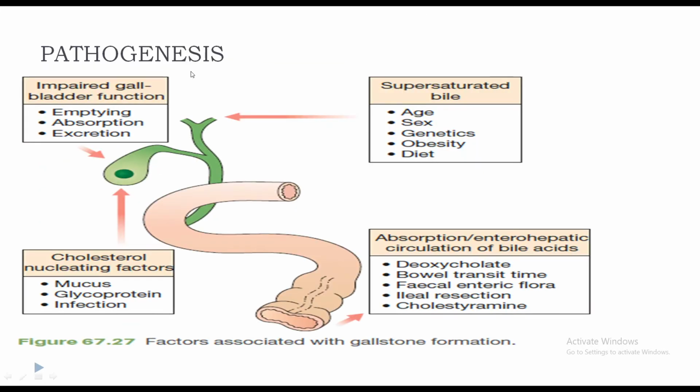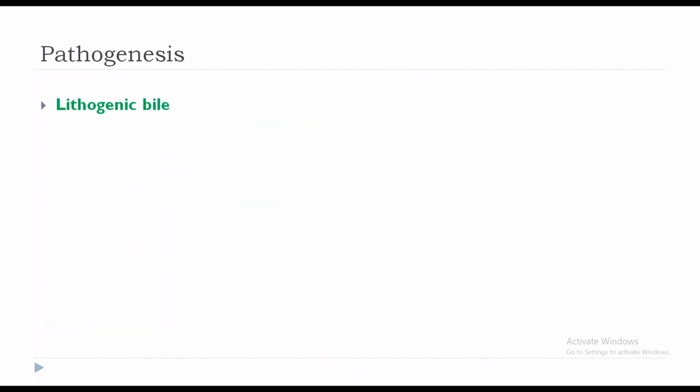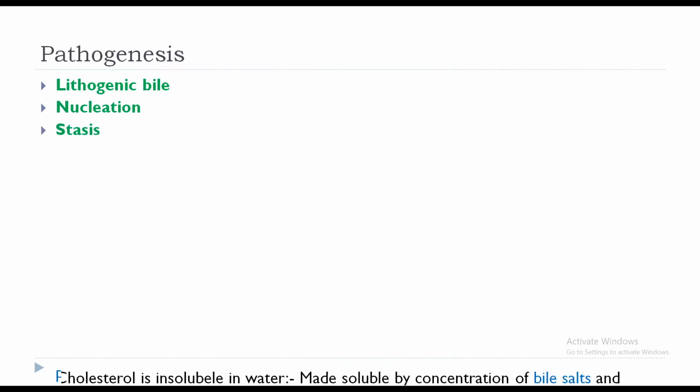So pathogenesis can be described like this: impaired gallbladder function, like emptying, absorption, or excretion, will lead to gallstone formation. Supersaturation of bile will lead to gallstone formation, along with age, sex, genetics, obesity, and diet. Cholesterol nucleating factors are mucus, glycoprotein, and infection. Absorption or enterohepatic circulation of bile, like deoxycholate, bowel transit time, fecal enteric flora, ileal resection, and cholestyramine can lead to formation. So let's divide it into three things: lithogenic bile, nucleation, and stasis.